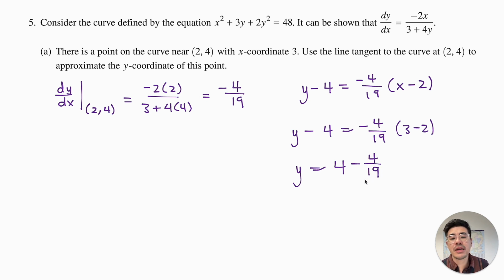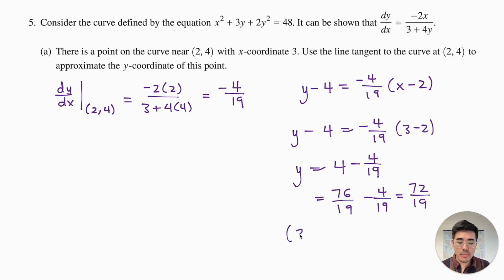Remember, on the non-calculator section, you don't need to simplify this if you don't want to. But for my sake, what is 4 times 19? 40, 36, 76/19 minus 4/19. So then that's going to equal 72/19. 19 is a prime number, so this is not going to simplify. So the coordinate point that we're looking for is (3, 72/19).